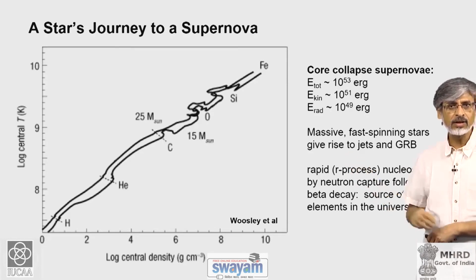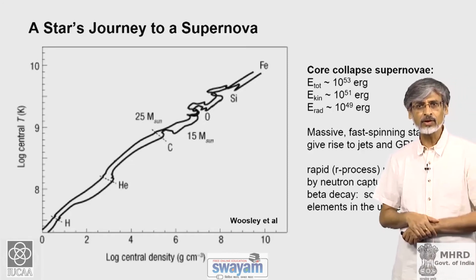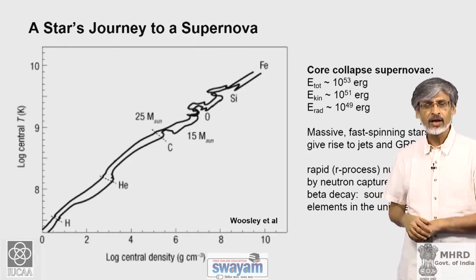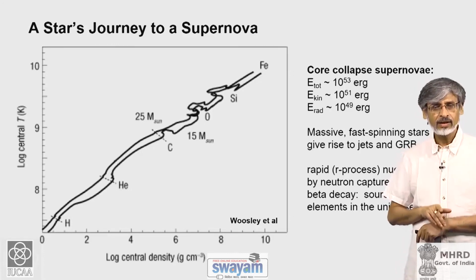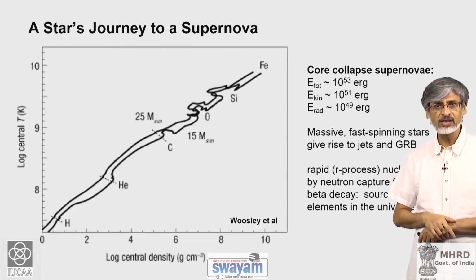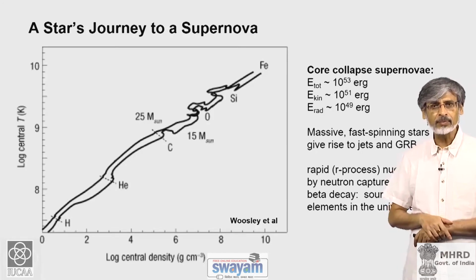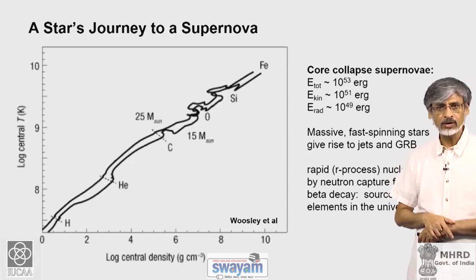So, these jets can get up to very high speeds, with Lorentz factors of the order of hundreds, and if your line of sight happens to be along one of these jets, then you will see a very bright gamma ray flash, and those are what we call the gamma ray bursts.